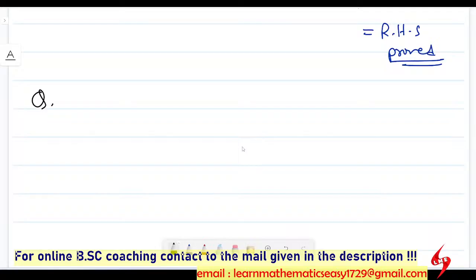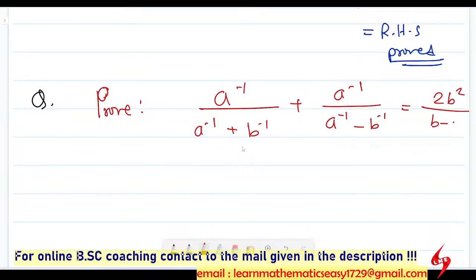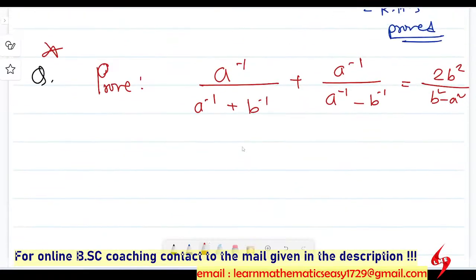Okay, next is, prove this one. a^-1 / (a^-1 + b^-1) + a^-1 / (a^-1 - b^-1) equals 2b square by b square minus a square. Okay, this is very important. So this is my LHS.